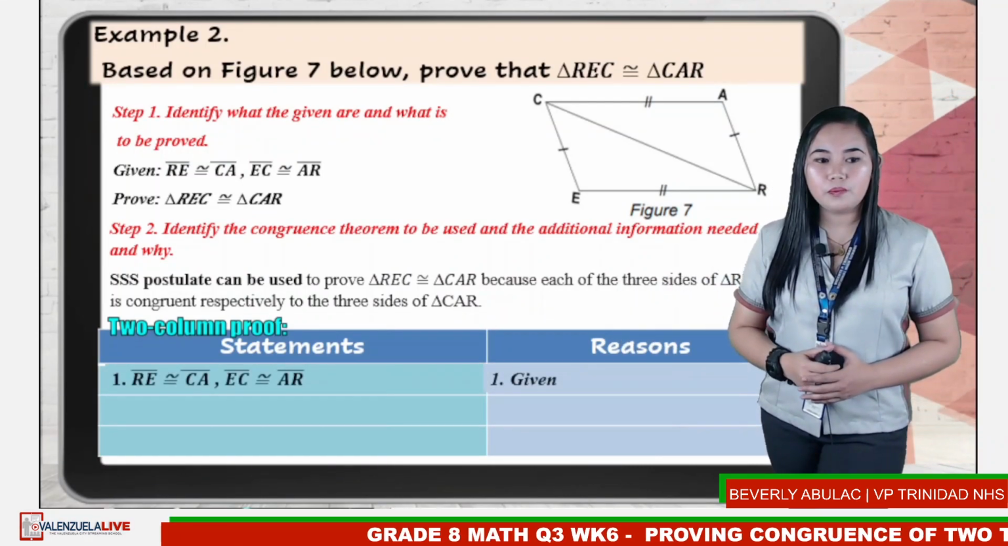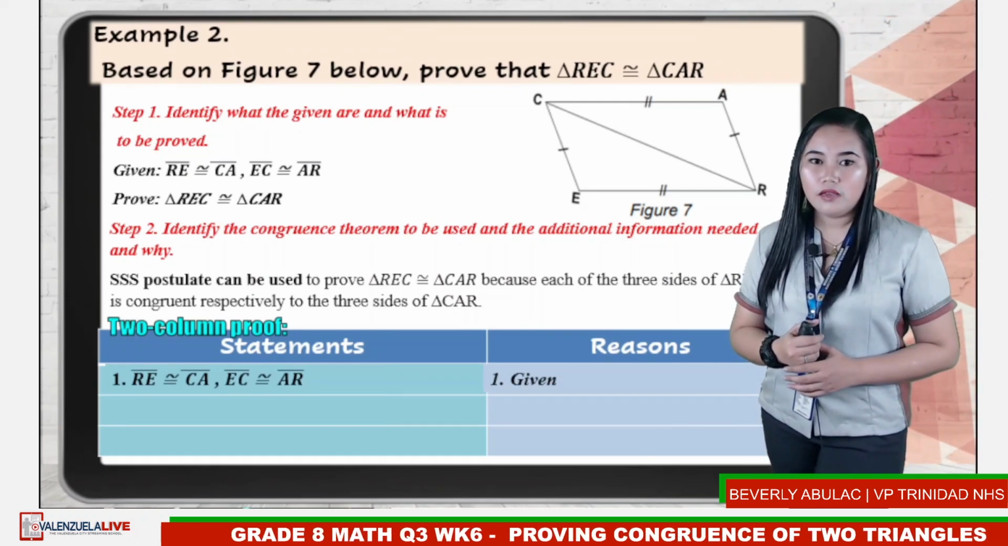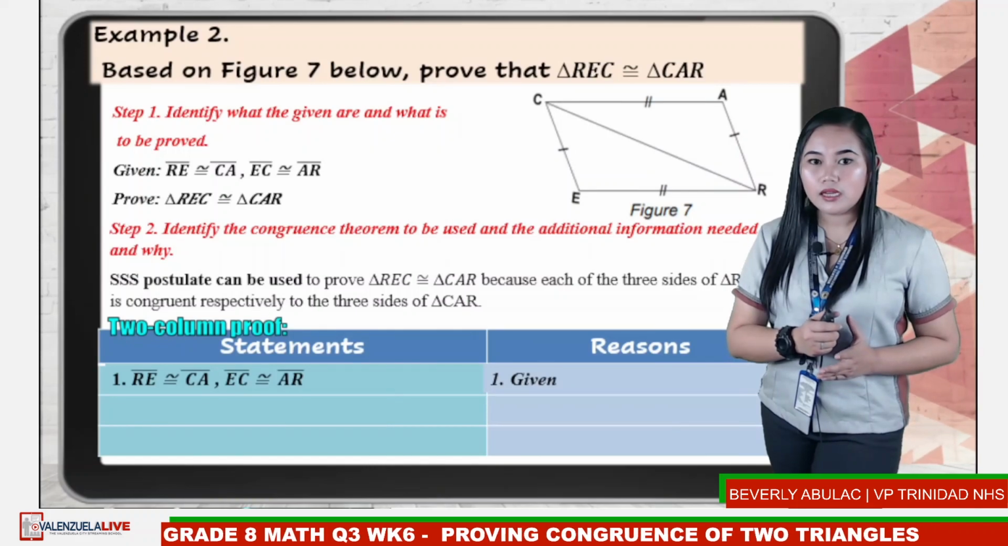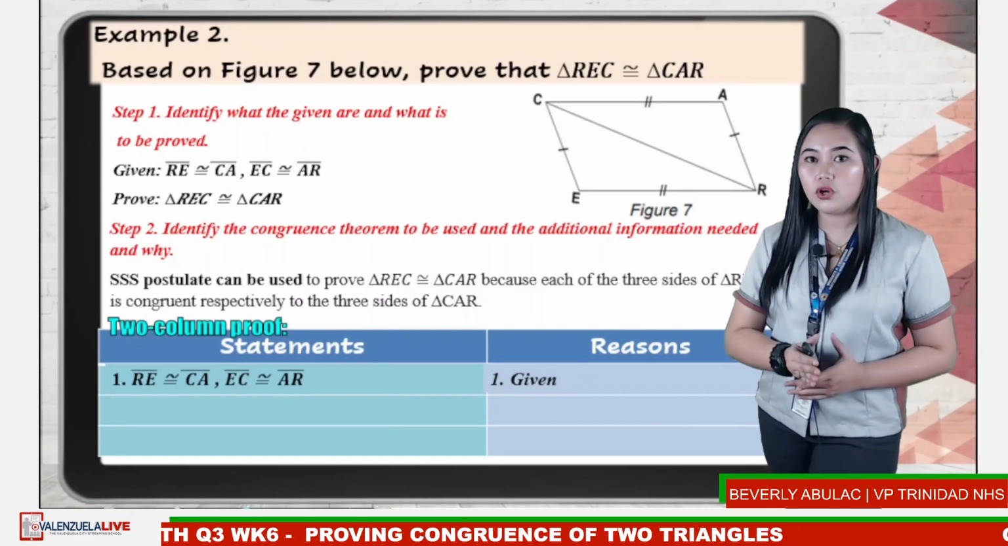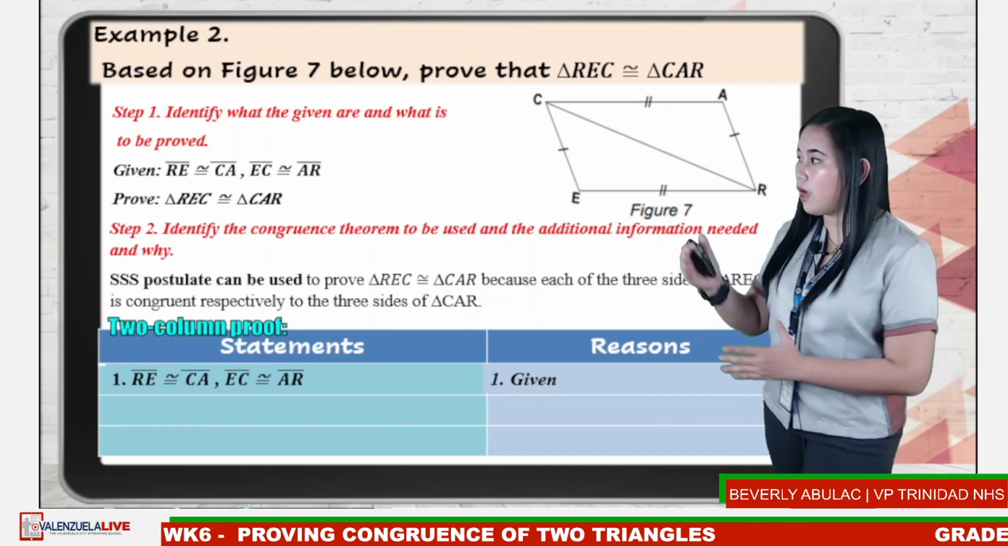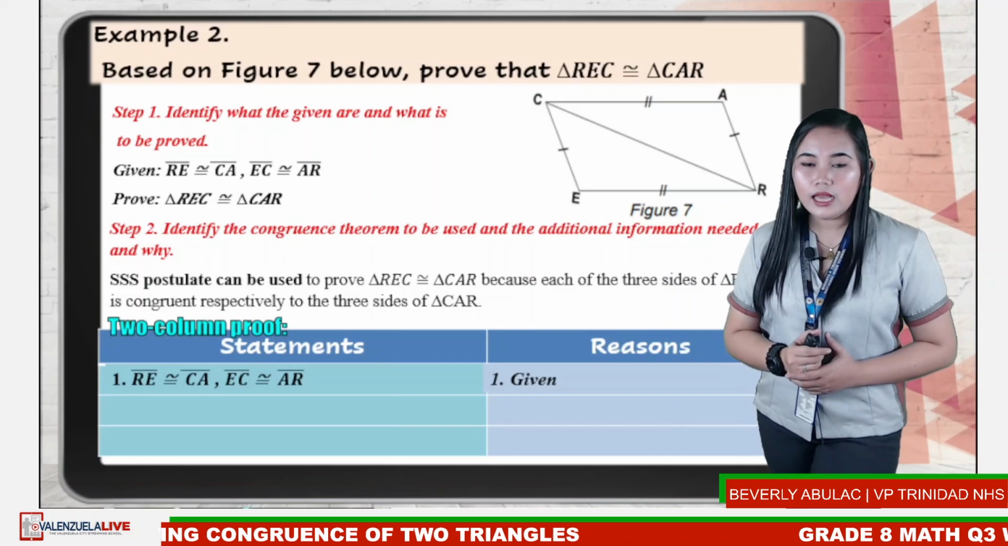So for our first statement, you have to write down the given. The given is segment RE is congruent to segment CA, segment EC is congruent to segment AR. What is our reason? Given.